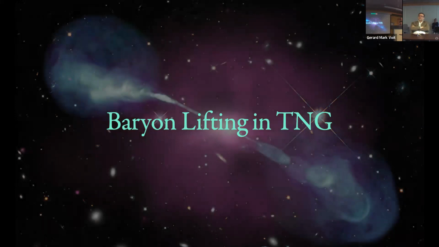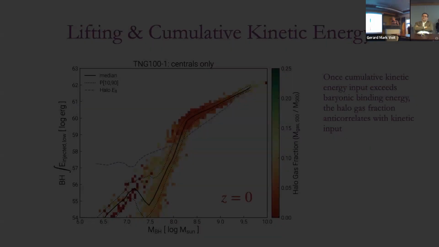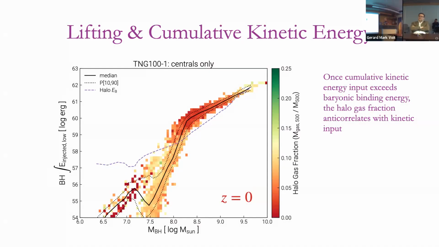Okay, the last TNG little set here is illustrating lifting. And you probably can guess what goes on when you ask, in which kind of systems is the halo gas fraction suppressed? The red is indicating you've done very significant lifting of the atmosphere, and the orange and yellow are not so much. And down here, you have most of the gas that should be in halos in the halo.